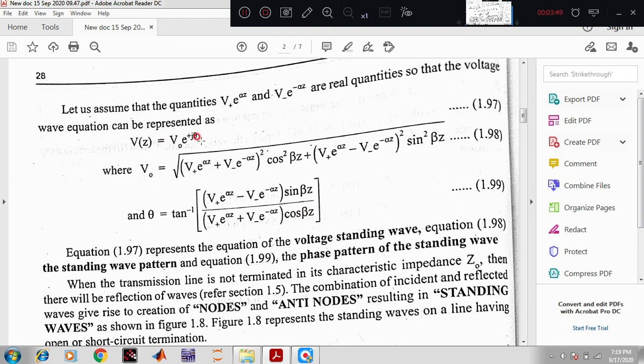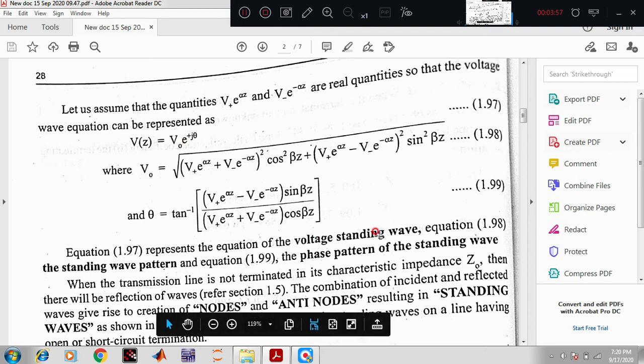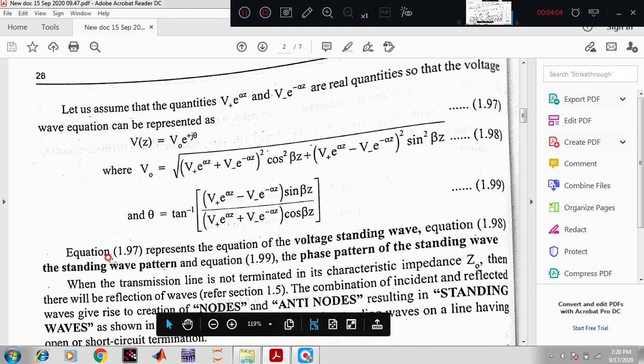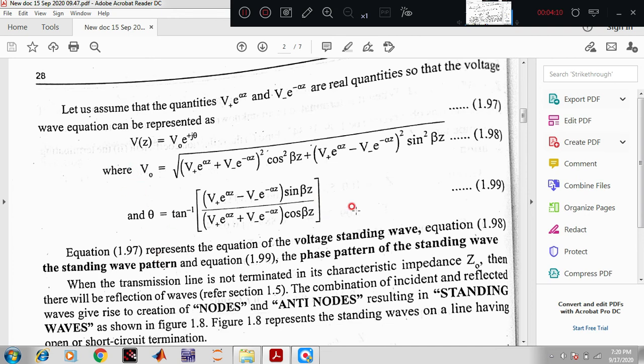And this equation number 1.97, which is given by V of Z equal to V naught e raised to j theta, is referred to as the voltage standing wave representation. And this equation 1.98 is known as the standing wave factor, that is the magnitude pattern you can call, and the equation given by 1.99 is known as the phase pattern of the standing wave.